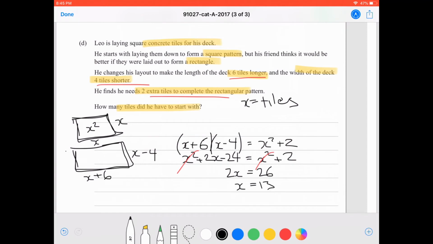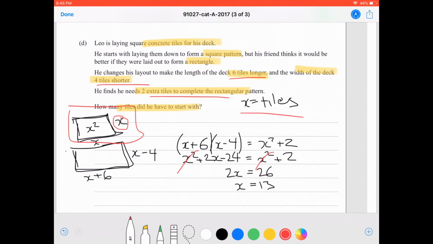Now, is this what we're trying to find? I said x was tiles that we started with. That's not true. X is tiles, but that's one tile, right? So just to clear this up, we said x was actually a side length, so third time lucky, it's not the total number of tiles, it's not one tile, it's a side length for our original square pattern.